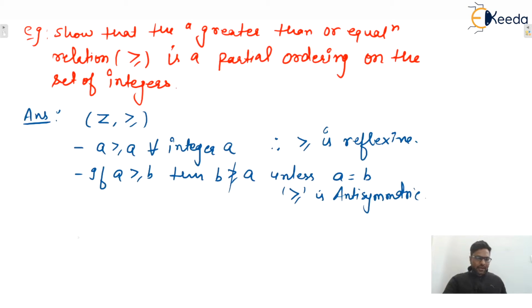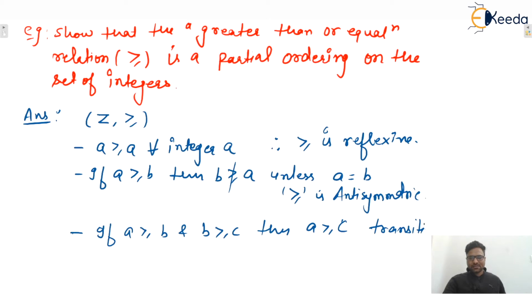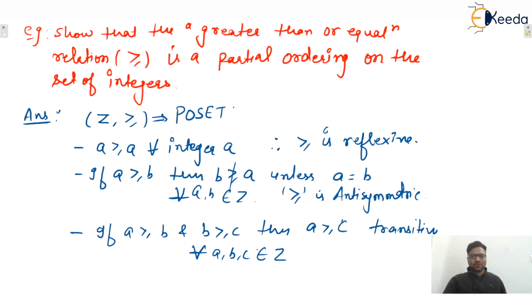And last one, you tell me: if a is greater than or equal to b and b is greater than or equal to c, then is a greater than or equal to c or not? Yes, that's why this is transitive as well, for every a, b, c belonging to the set of integers. So this set along with the relation greater than or equal to is a partially ordered set. This one is a poset. I hope this one is clear to everyone.